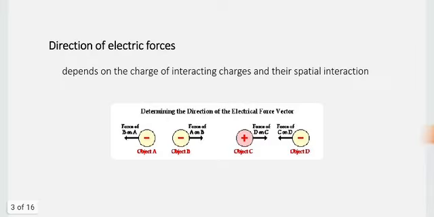Okay, first let's talk about direction of electric forces. Again, it depends on two factors, but let's talk about this one: the charge of the interacting objects. Let's see this figure below. Objects A and B are both negative. You see the arrow? The arrow represents the electric force, the force of A on B. Because both are negative, they will exert a repulsive force on each other. You can see here that they push each other away. They don't want to be near each other, or they are not attracted to each other.